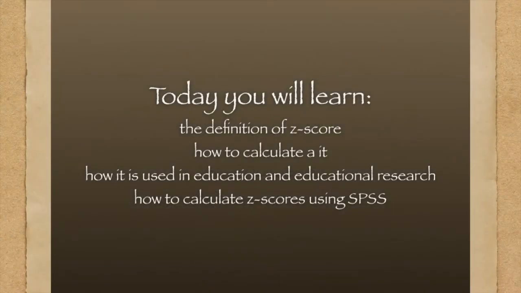Today we will learn about z-scores. According to statistics, for those who think they hate statistics, z-scores are a type of standard score you will see most often in your studies of statistics. You will also learn how to calculate it and how it is used in education. We will also discuss how it is used in studies and the steps researchers take when using z-scores. Lastly, I will demonstrate how to calculate z-scores using SPSS statistical software.